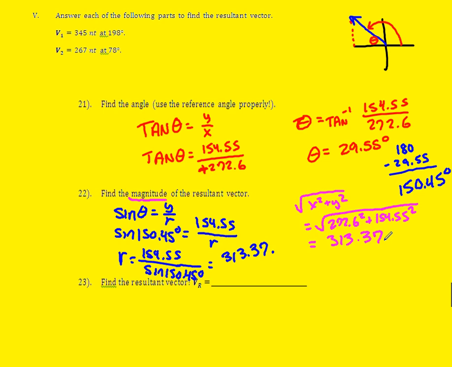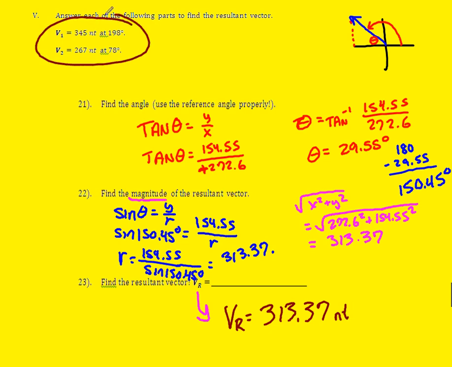So, to do the final step, finding the resultant vector, it's just putting it all together. I'm going to scoot it down here where I have more room. The final answer for this is simply to say that v sub r is equal to the magnitude, 313.37. That was in newtons. We want to make it look just like we did up here. 313.37 newtons at my angle being 150.45 degrees. Should look very similar to what that is up there.